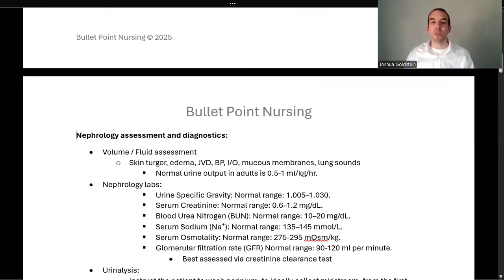oliguric. Again, if you're using the full day's number, most textbooks I reviewed are going to show something around under 500 or under 400 as that number, meaning under 400 or 500 mLs put out in a 24-hour period. That's where the patient's becoming oliguric.